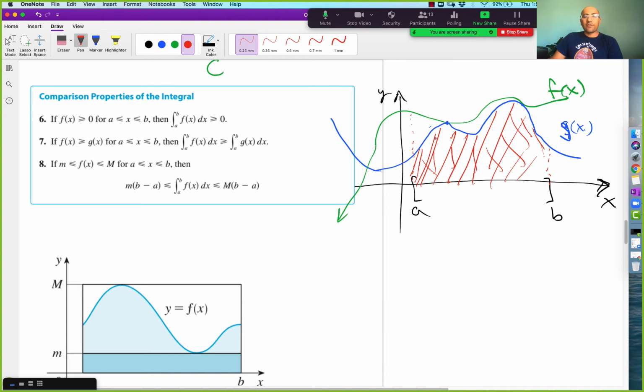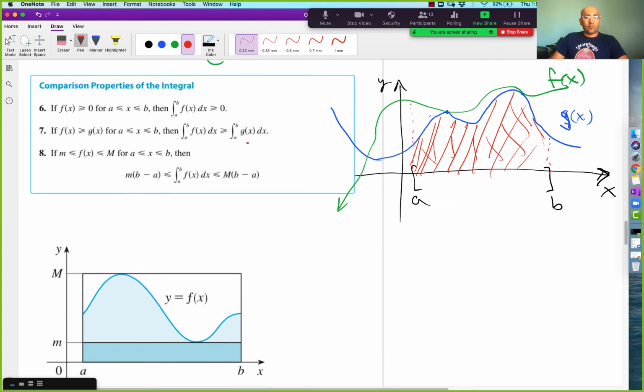Good. Now I drew it with both functions always being positive in that little segment, but that doesn't always have to be the case either, so something to think about. Good, but I think it's a pretty straightforward little property of integrals.